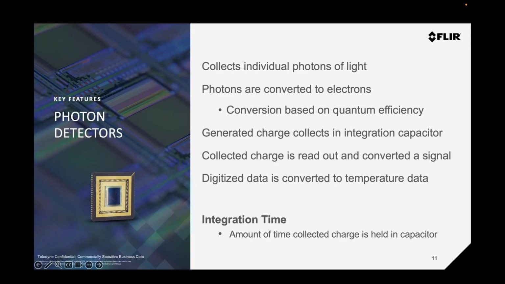The electrons are collected and stored in an integration capacitor for a certain time period. This time period is known as the integration time, and it's similar to an exposure time of a visible camera. At the end of the integration time, the circuit is then shorted, and the charge is read out by a readout integrated circuit. The ROIC, or readout integrated circuit for short, converts the electrical signal to a digital count, which then is calibrated for temperature against a known reference or presented as a raw image.